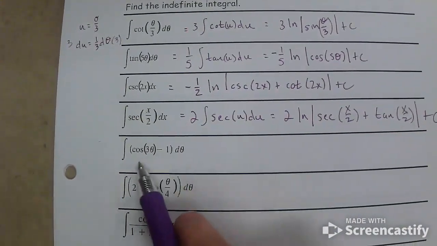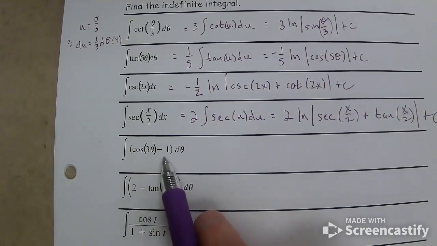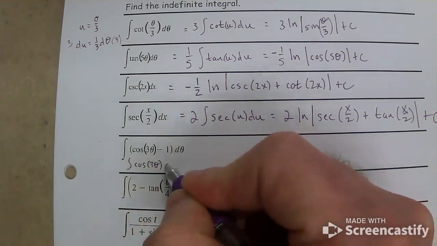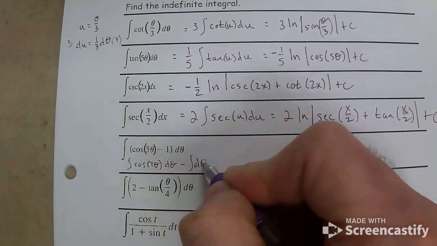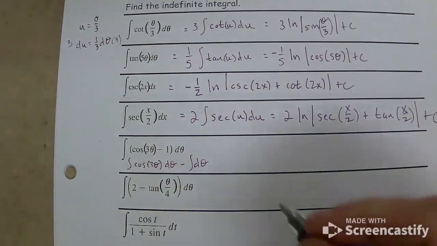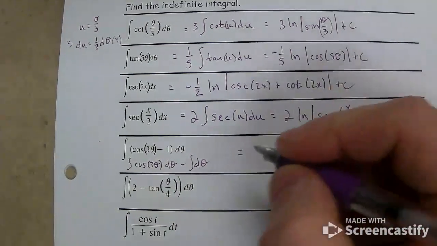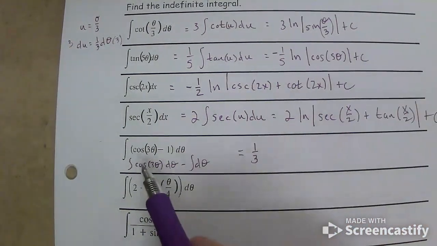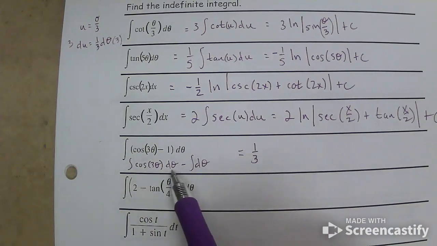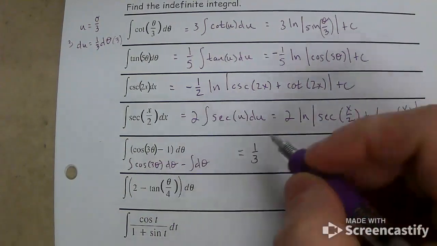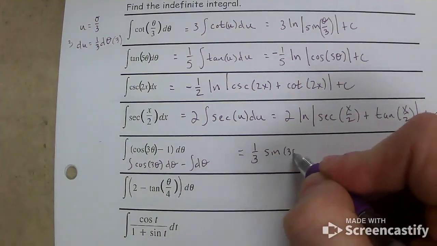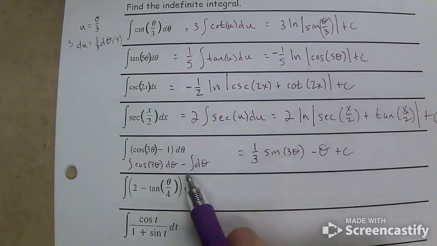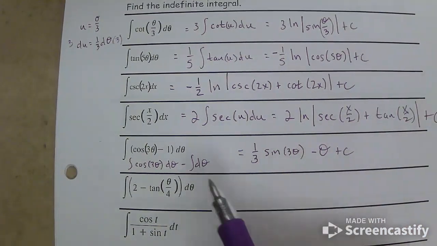Over here, we can split this up into 2 integrals if you want. So you could look at this as the integral of cosine of 3 theta d theta minus the integral of d theta. Okay. So then this is going to be, compensating for that 3, 1/3 integral of cosine u du, but the antiderivative of cosine is just sine. So this is just going to be 1/3 sine of 3 theta minus theta plus c, because the antiderivative of d theta is theta.